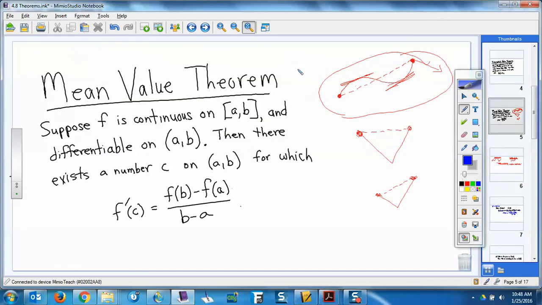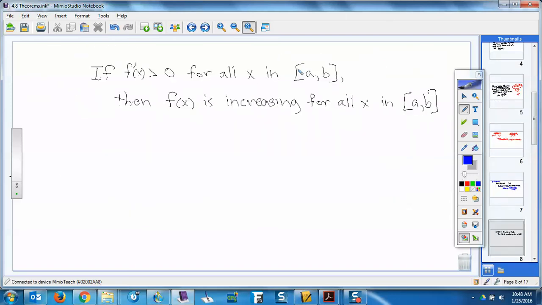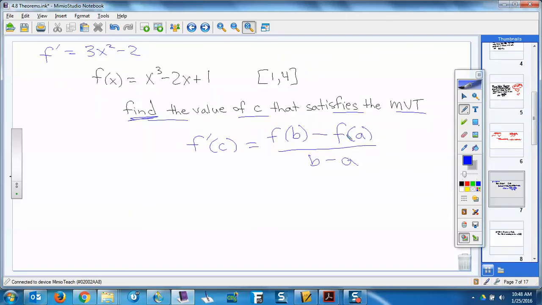Okay, so let's go back to this. There's got to be some point, that's the point C, in between here that has the same slope as the slope between the endpoints. So you better know the slope between the endpoints, right? So the first thing we should do is just plug in a 1 and a 4 over here. You really don't need this formula. If you understand what it's saying, you don't need to write it down. You just say, I need to know the slope between the endpoints.